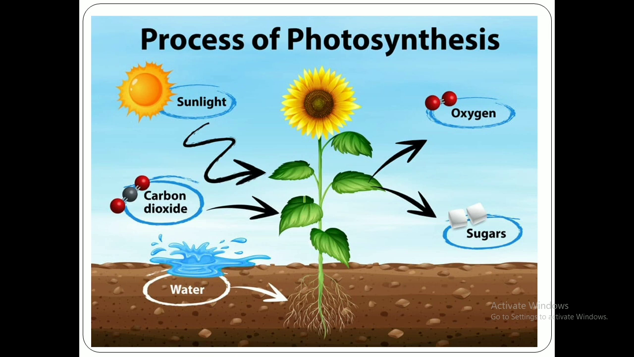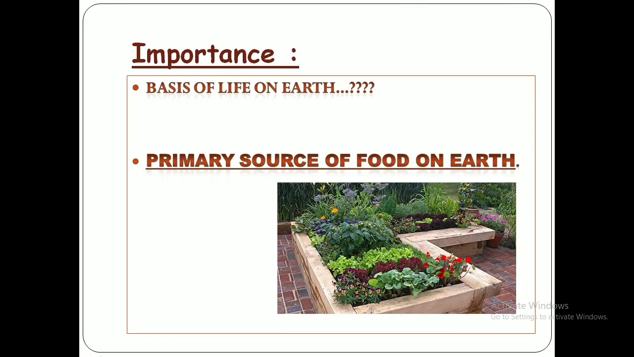You can see sunlight, carbon dioxide and water along with the chlorophyll, which is present in these green leaves. They all react together in a certain manner to form oxygen and sugars. These sugars are an example of the organic compounds that are formed by the process of photosynthesis, and the example is glucose. So now let us look at the importance of photosynthesis.